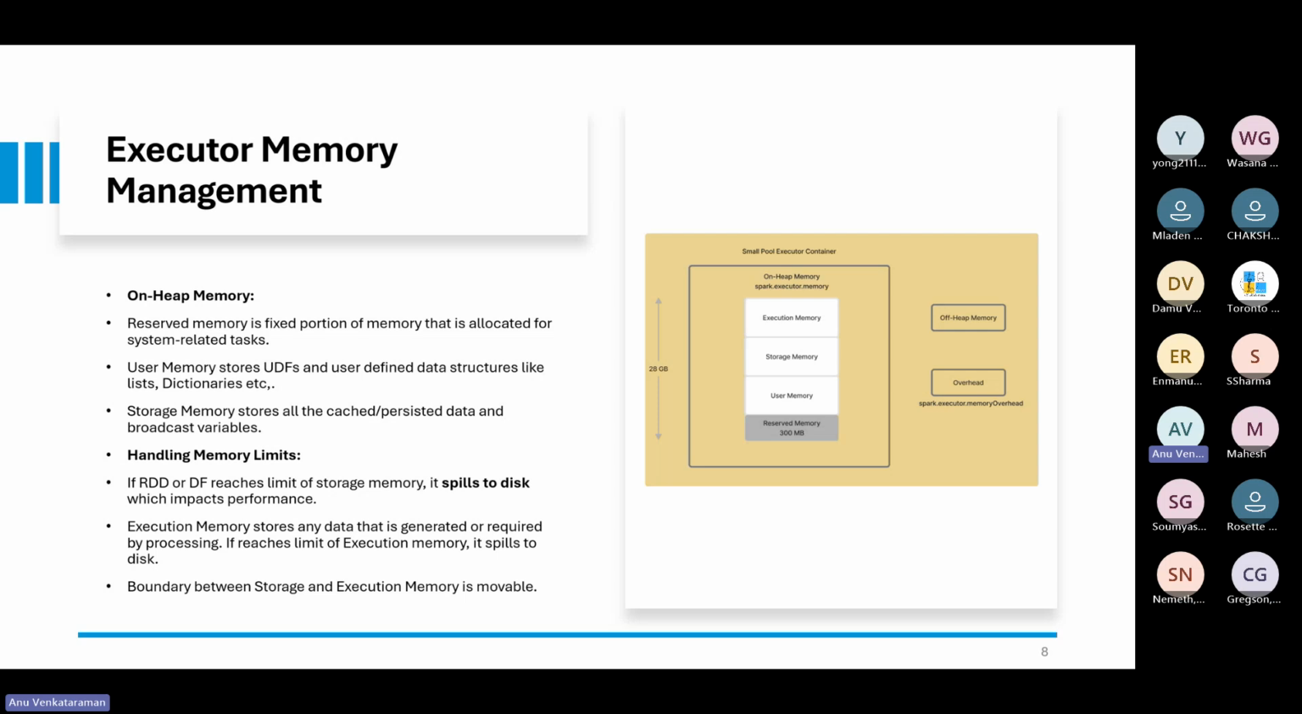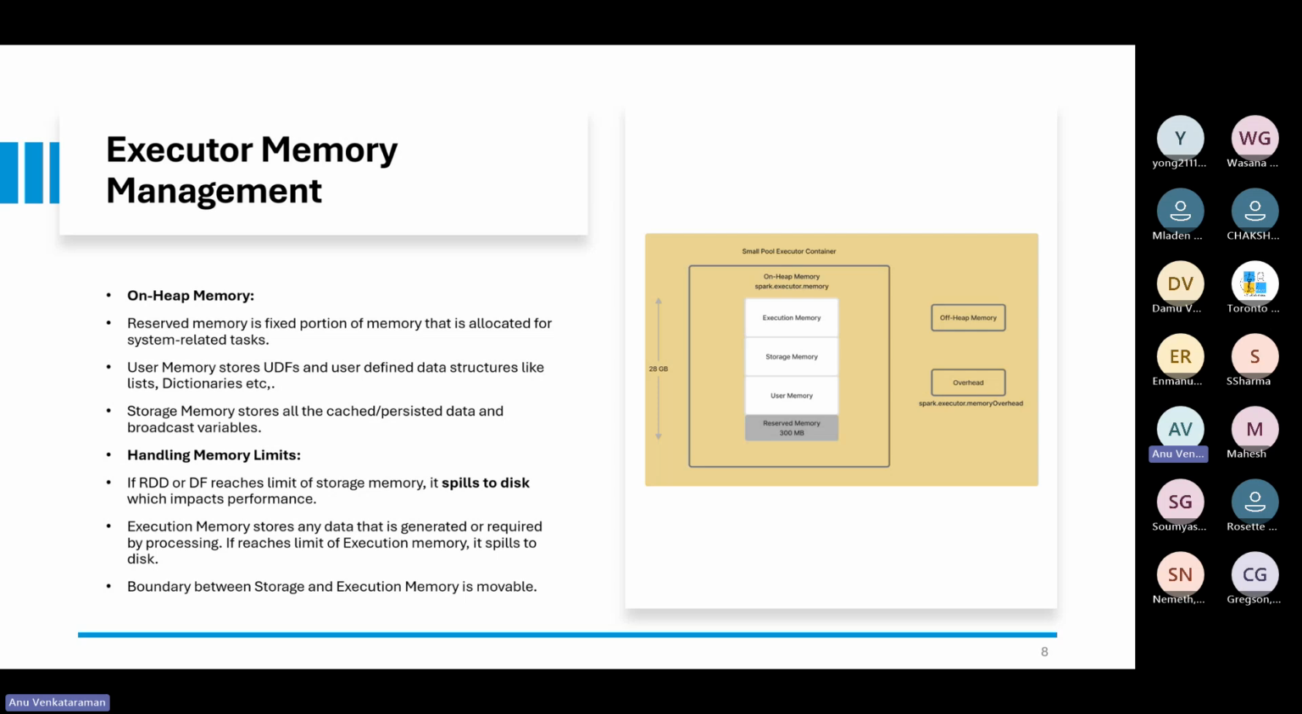And then there are two other interesting parts, which are storage memory and execution memory. Storage memory is where things go when you write cache or persist in the Spark code. And when you do broadcasting of RDDs, those are also stored in the storage memory. If you are storing something that exceeds the limit, it will be spilled to the disk.